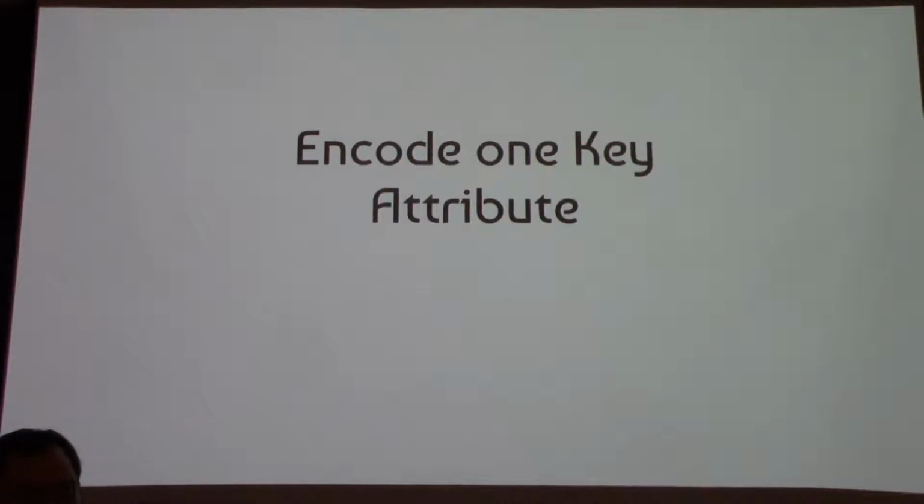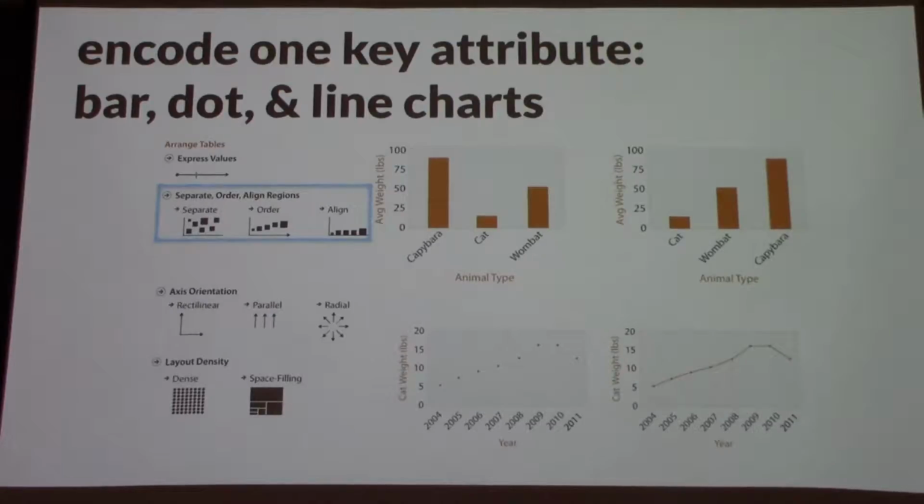So if we want to encode one key attribute, we actually arrive at bar charts. Here, these would be the keys. The dimensions are used as keys in this case. So different animals, and then we see the average weight of these animals. And here, of course, the line chart is similar to that. So again, very simple idea, and I'm not going to spend too much time on it today.